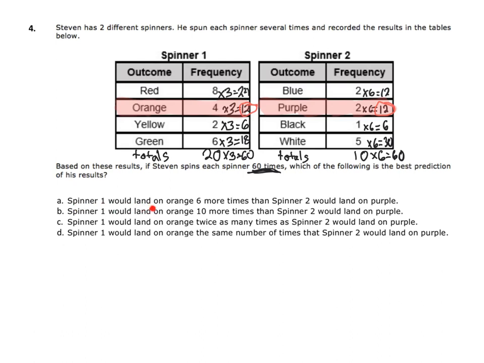A says spinner 1 would land on orange 6 more times than spinner 2 would land on purple. Well, right here we see that they're both 12, so A would be wrong. B says spinner 1 would land on orange 10 more times than spinner 2. Again, they're the same, so that's wrong. C says spinner 1 would land on orange twice as many times. Again, they're the same. And the last one, spinner 1 would land on orange the same number of times spinner 2 would land on purple. That would be our answer because those are the same.